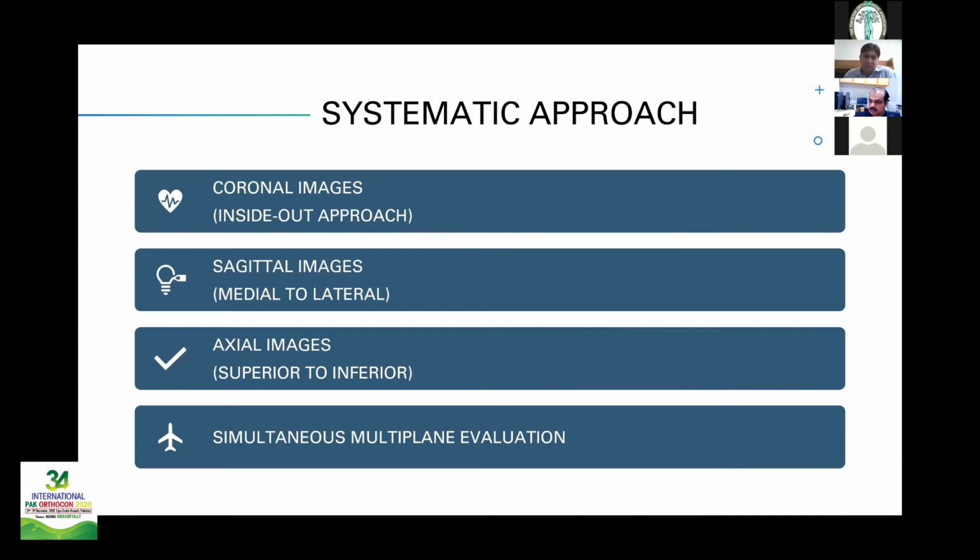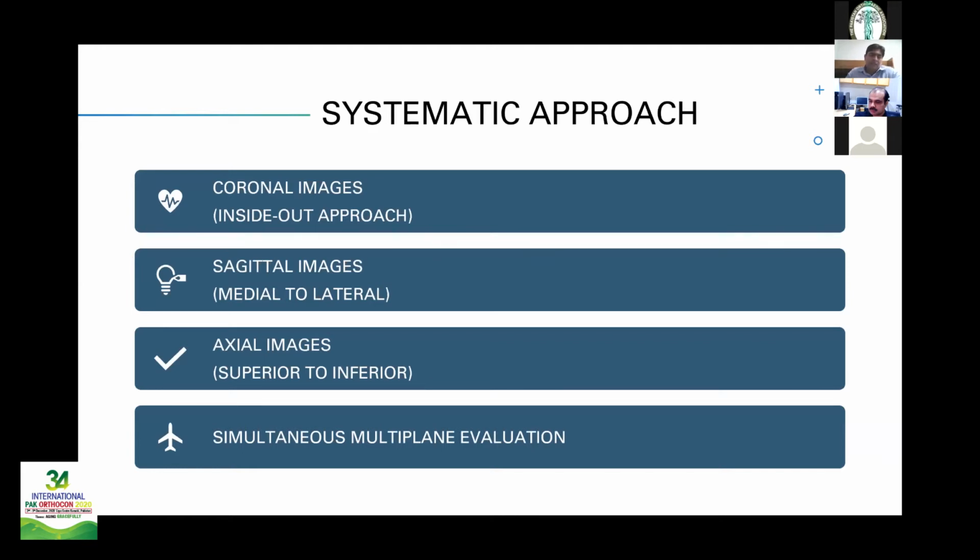So there are certain sequences that should be followed. There is no universal approach, but that is the approach that I follow. So you start with the coronal image, and then you proceed from center to the periphery. That is an inside out approach. Then I follow the sagittal. On the sagittal image, you start from the medial aspect. You trace the medial collateral ligament, the medial meniscus. You move towards the center of the knee and then towards the lateral aspect.